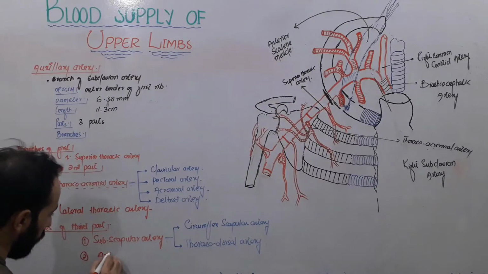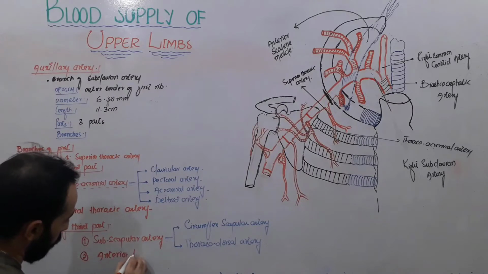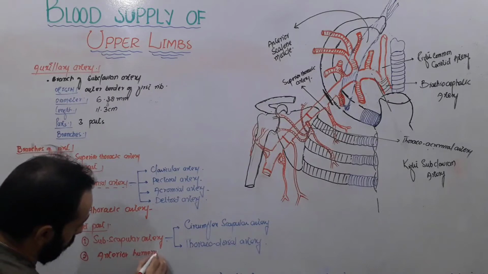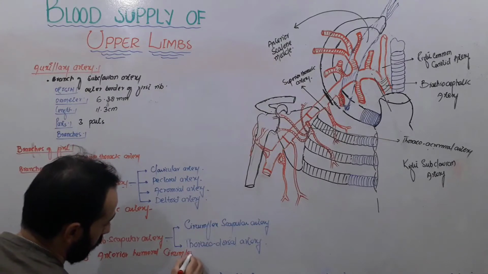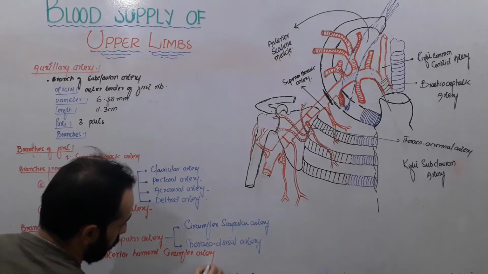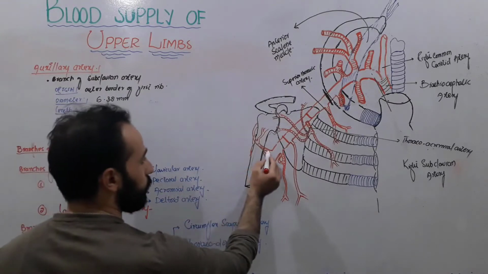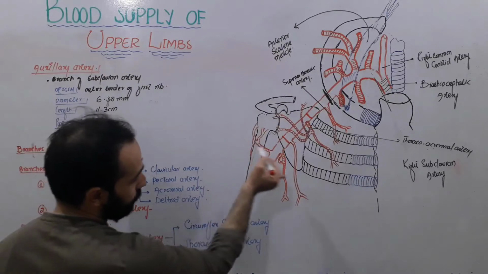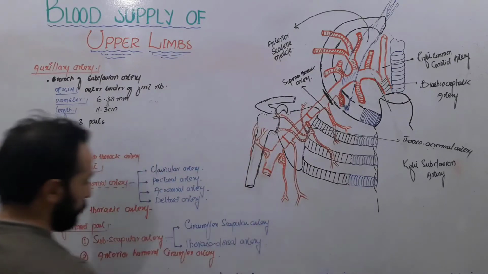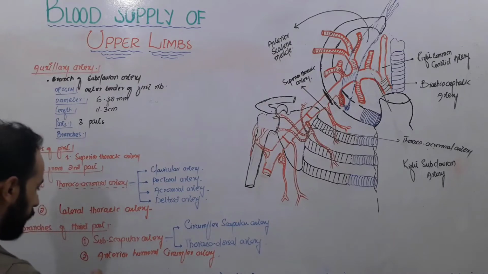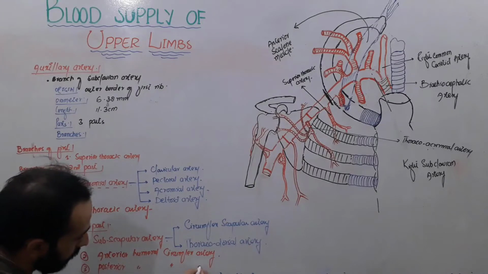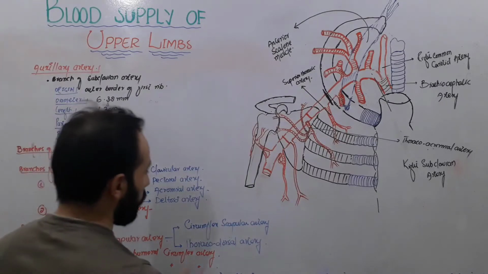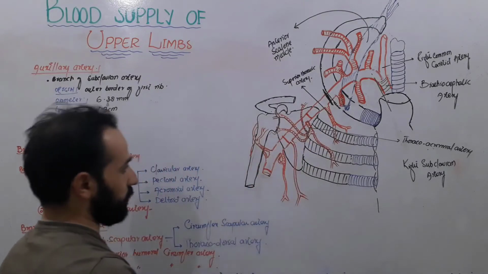So the second artery which arises from that part, let me write it here: anterior humeral circumflex artery. Humeral means humerus, circumflex means it makes a circumflex there, artery, right? Anterior humeral circumflex artery. This one is anterior, and this one comes posteriorly, right? That's why we call it posterior humeral circumflex artery. So the third one is the posterior humeral circumflex artery, right? Okay friends, let us label all of these arteries.